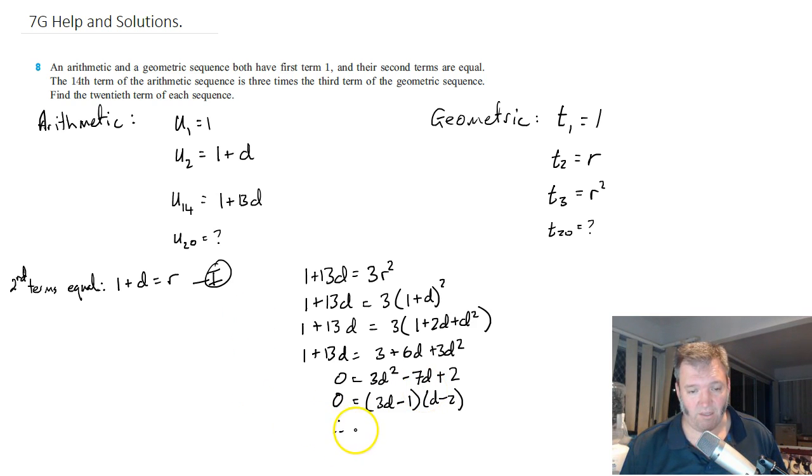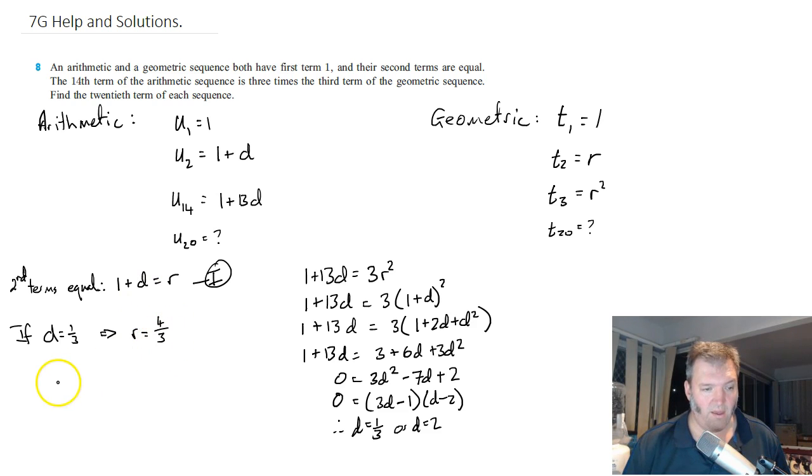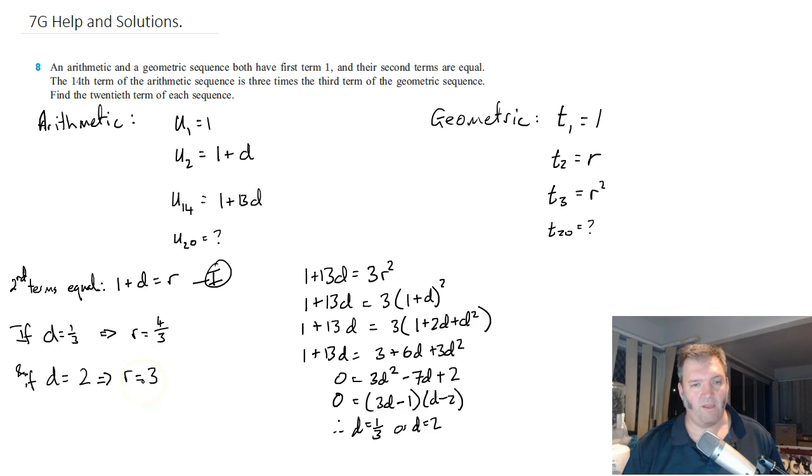So we've got 2 values for D. D is equal to 1/3, or D equals 2. What does that mean? If D equals 1/3, that gives me R equaling 1 plus 1/3, which is 4/3. And if D is equal to 2, that gives me a ratio of 3. Can they both be correct? We better actually check and make sure that they work nicely. So, would I end up with the right values?